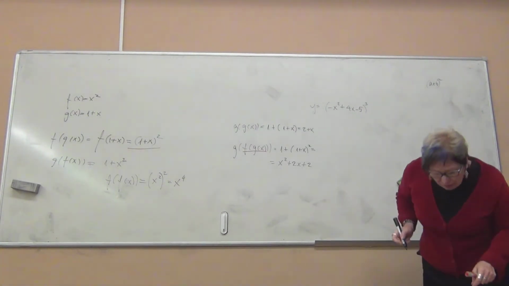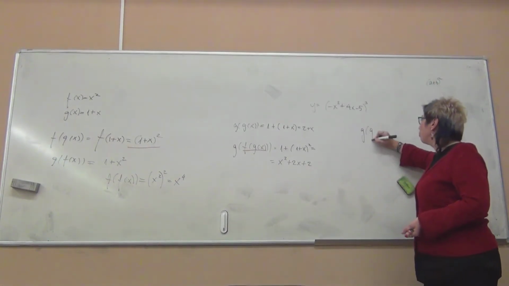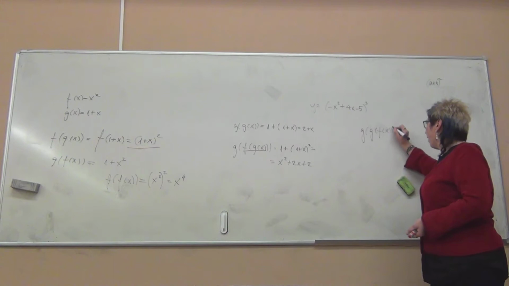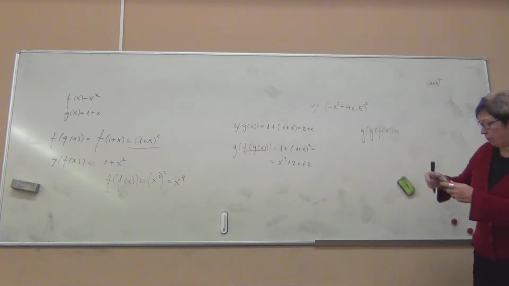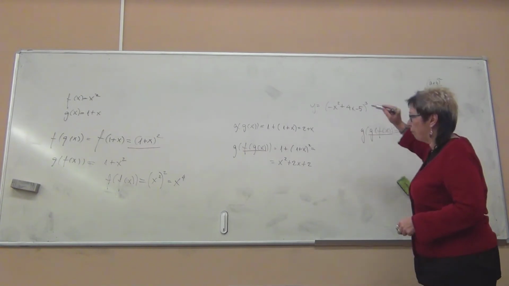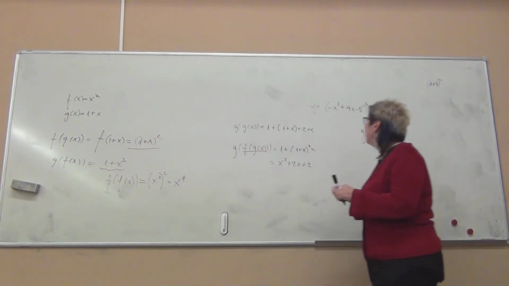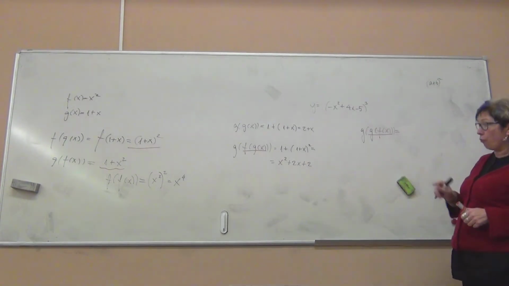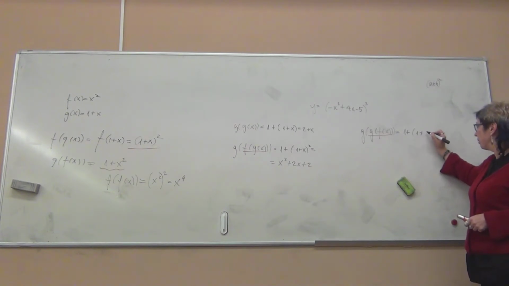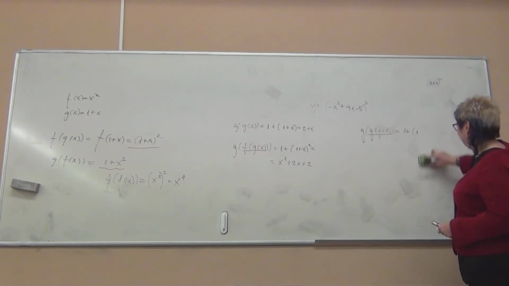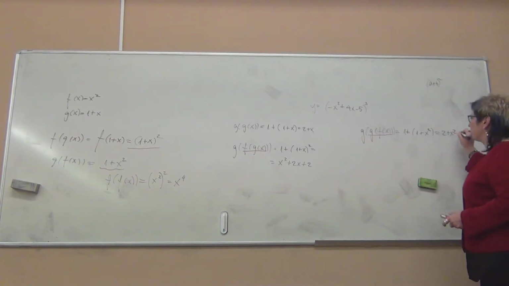Alright, the next one, g of f of x. 1 plus 1 plus x squared. g of f, f is this one, and g of this will be 1 plus this. So 2 plus x squared.